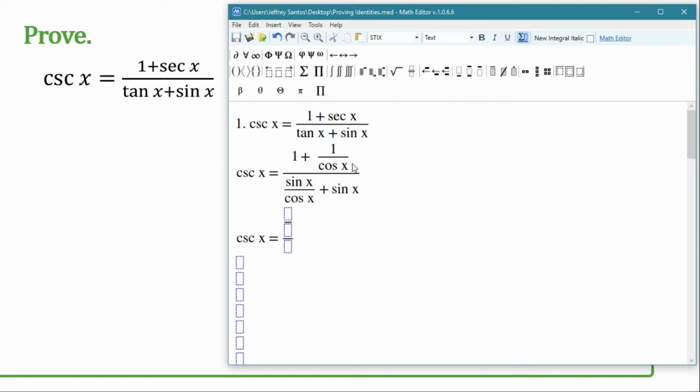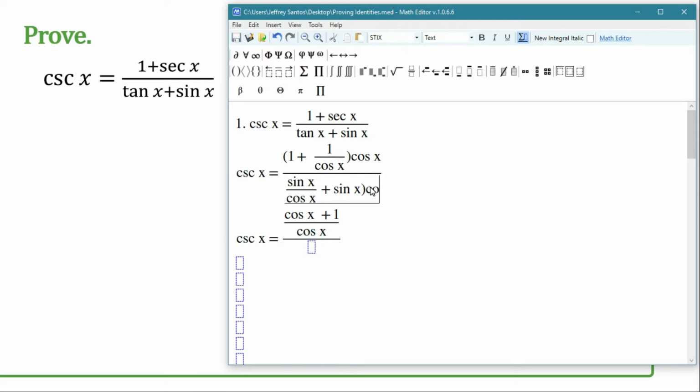Again, we multiply this whole by the cosine of x para maging isang fraction lang yung nasa numerator. That's the cosine of x, and that will yield cosine of x times 1, that is cosine of x. And then cosine of x divided by cosine of x times 1, that's going to be 1. Alright, and then the denominator would be the cosine of x. Same thing goes with the denominator.